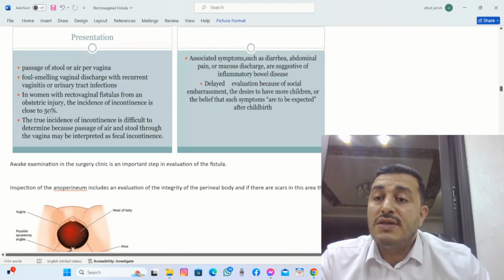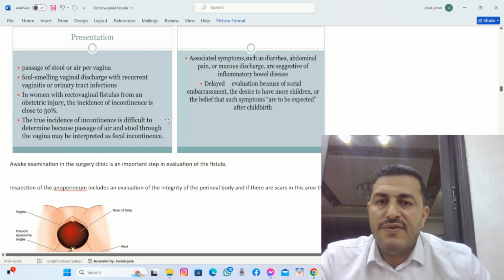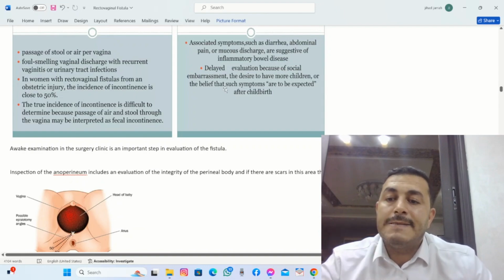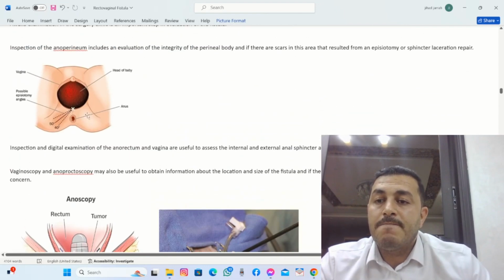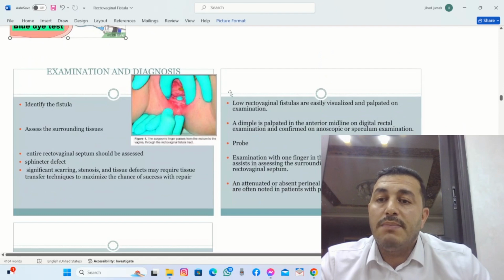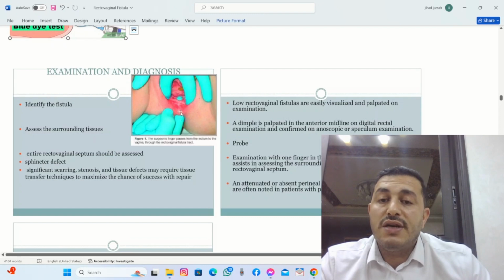You can see here incontinence up to 50%, and we do not know whether this is actually true fecal incontinence or it's from the vaginal discharge. Of course, if I have from the history diarrhea, abdominal pain, mucus discharge, I have to focus on inflammatory bowel disease. This is episiotomy, this is anoscopy, vaginoscopy, this is the tampon test we talked about, and again, this is how the PR, digital rectal exam, clearly identifies the fistula.